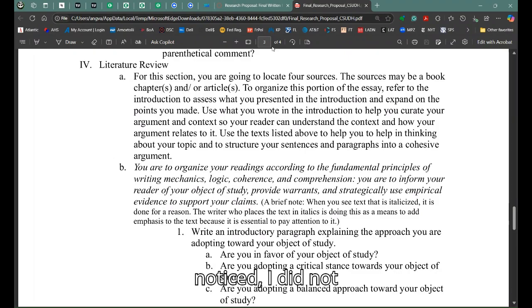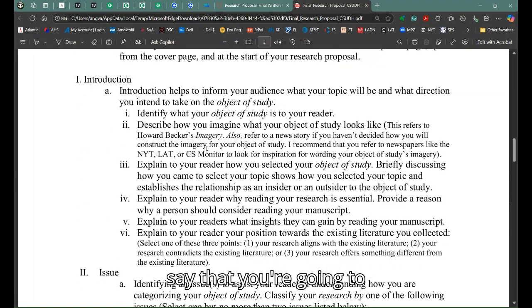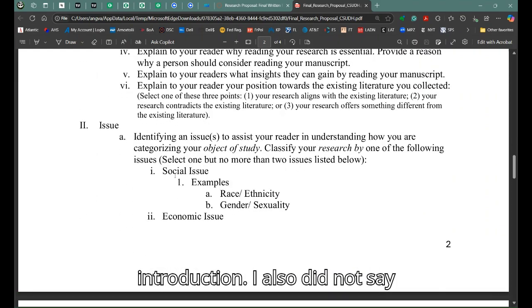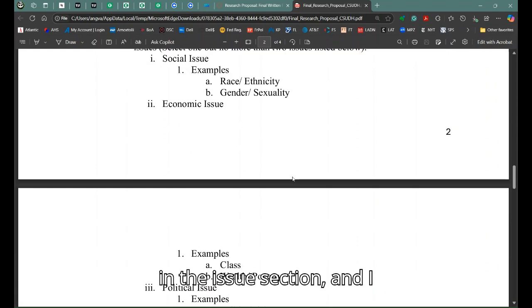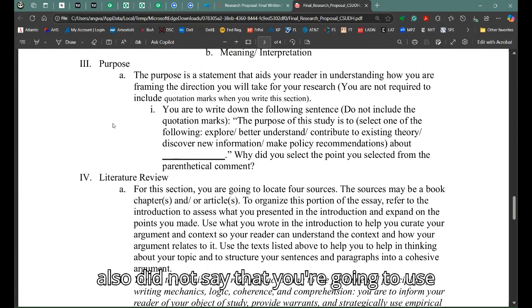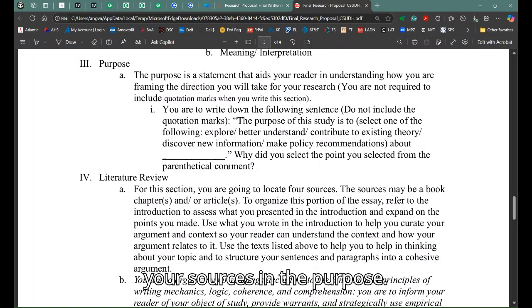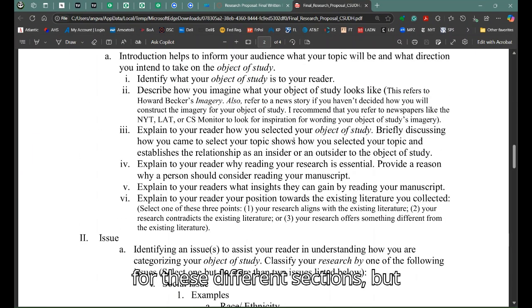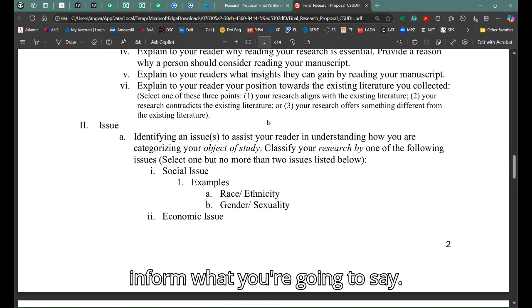Because if you noticed, I did not say that you're going to include your sources in the introduction. I also did not say that you're going to include your sources in the issue section, and I also did not say that you're going to use your sources in the purpose. What I did do is encourage you to use your own intellectual faculties to develop your ideas for these different sections. But you're going to use your sources to inform what you're going to say.